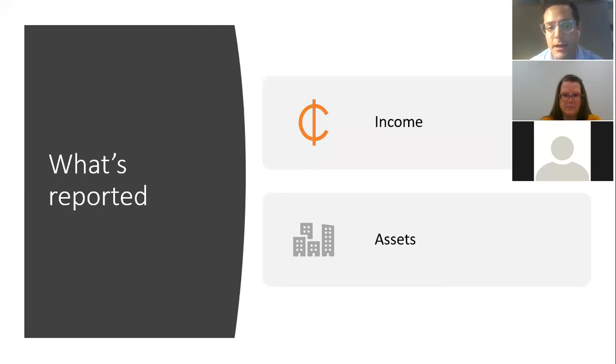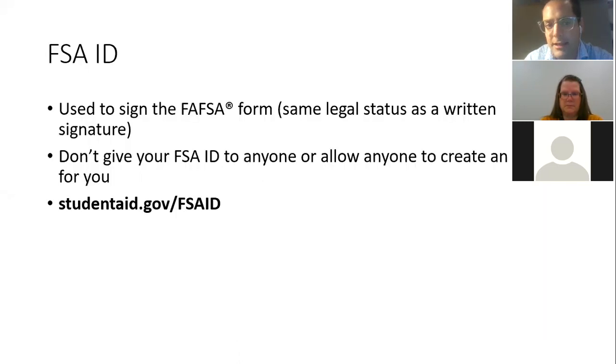What's going to be reported on the FAFSA are income and assets, both for the parent and the student. Income will come from your tax returns two years prior, and you'll be able to import that from the IRS. Assets, on the other hand, like your checking account and your savings account, will come as of the day that you fill out the FAFSA. So there are two places where financial information is coming from. Some of it is historic, from two years prior, and some of it is as of today, like your checking and savings accounts. And that's for the parents and the student.